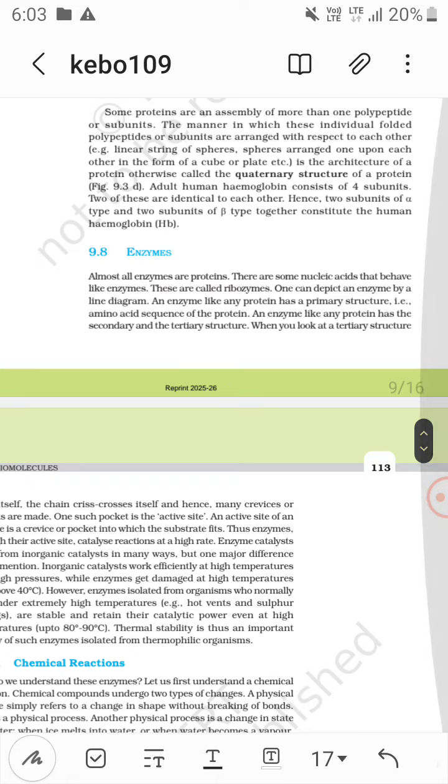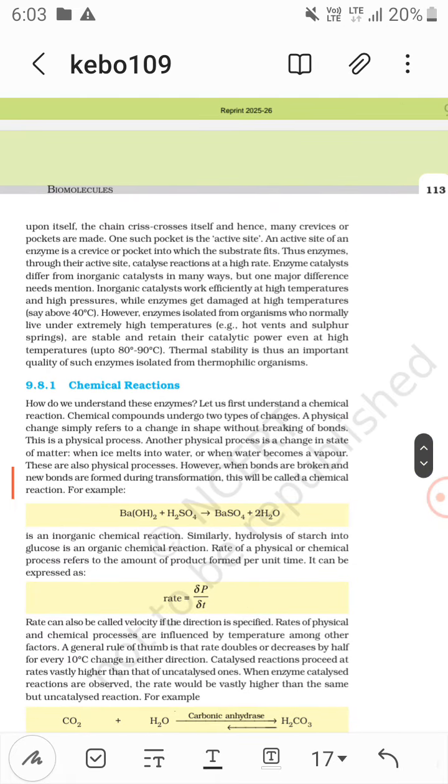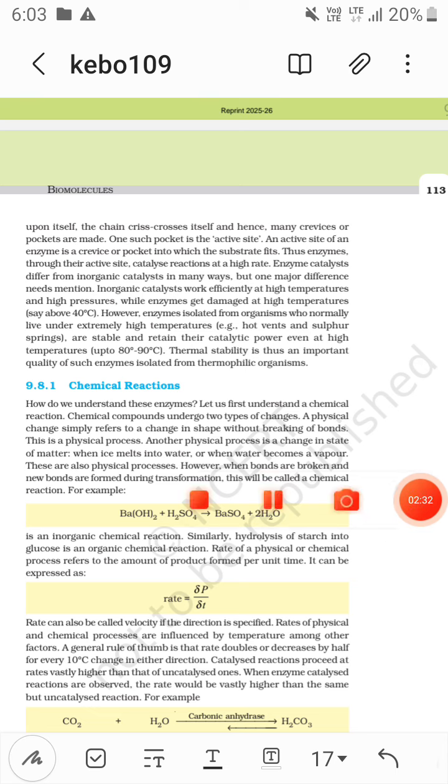Now another point, as I told you, is that some enzymes are more stable at temperatures like 80 to 90 degrees Celsius. These are found in hot vents and sulfur springs, which have very high temperatures. Enzymes are very active at optimum temperature and at optimum pH. And these are thermostable enzymes from thermophilic organisms.